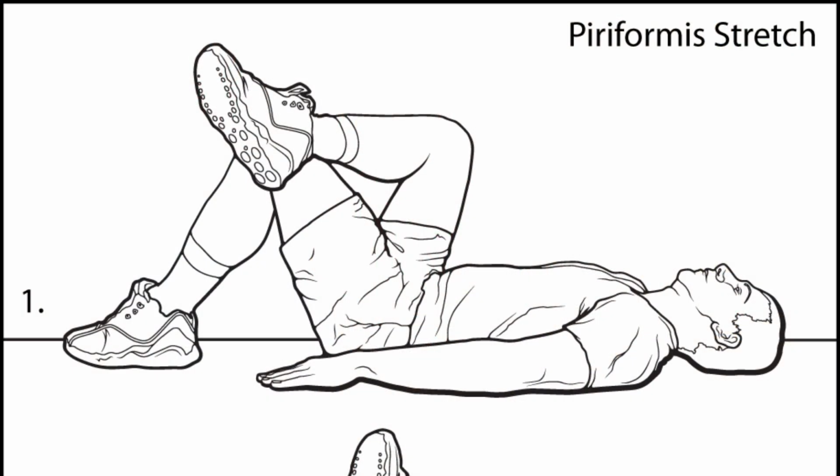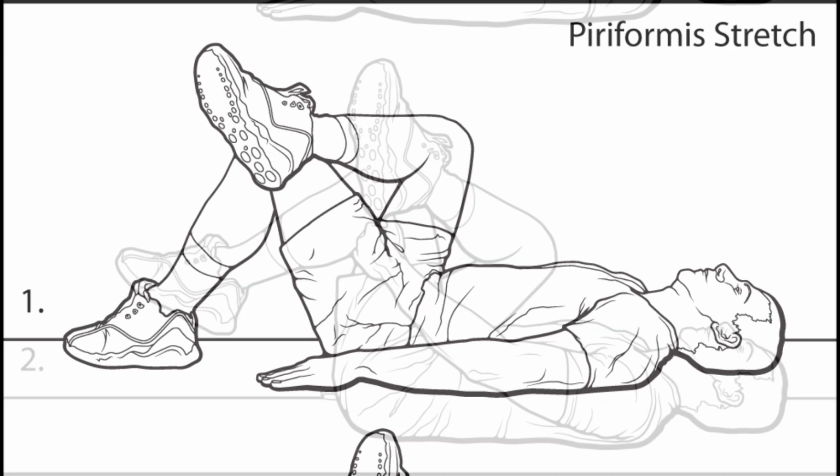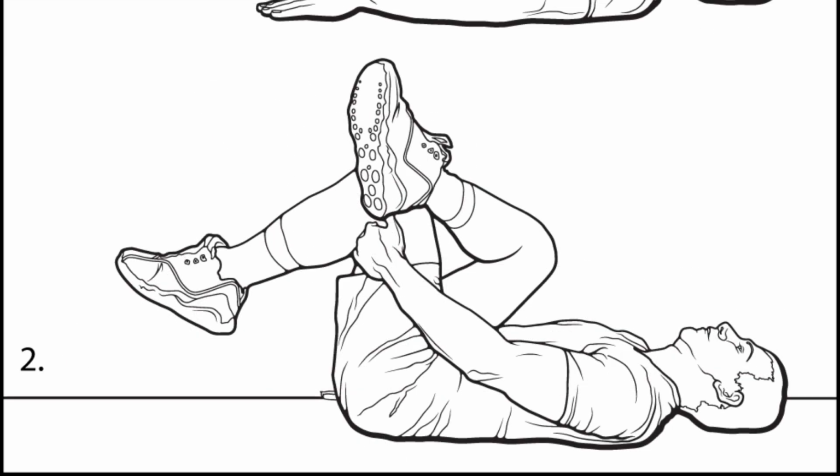For example, another great stretch would be this one here. So you start by laying flat on your back with your knees bent, cross the leg you want to stretch over the other knee, and you grab the back of your thigh with your hands. You then pull your knees towards your chest, and you should be feeling the stretch in the buttocks.